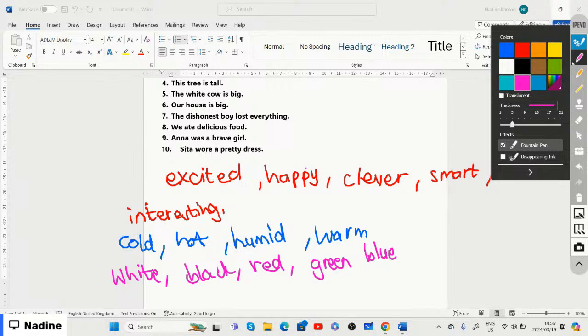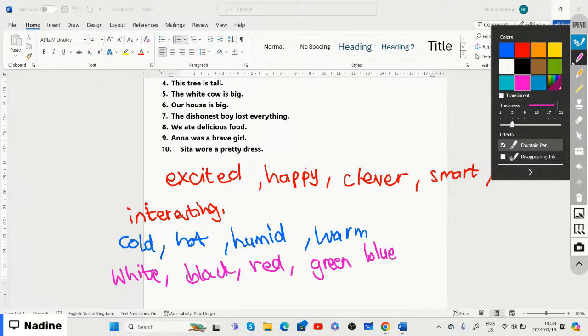Then we said we have adjectives that tell you what kind of adjective it is based on temperature. So it can be cold, or it can be hot, or it can be humid, or it can just be warm, right? They basically tell us what kind of noun it is, what it describes, what it modifies, or what it tells us about.